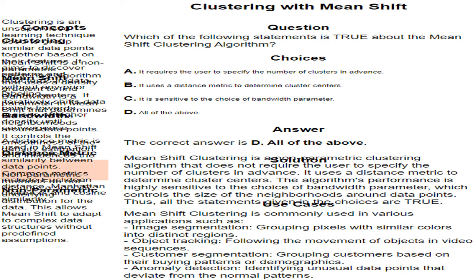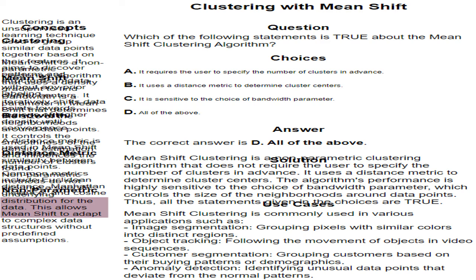Distance metric. A distance metric is used in mean shift to measure the similarity between data points. Common metrics include Euclidean distance, Manhattan distance, and cosine similarity. In anomaly detection, choosing a suitable distance metric is crucial. For example, using Euclidean distance might work well for detecting anomalies in numerical data, while cosine similarity is suitable for detecting anomalies in text or image data.